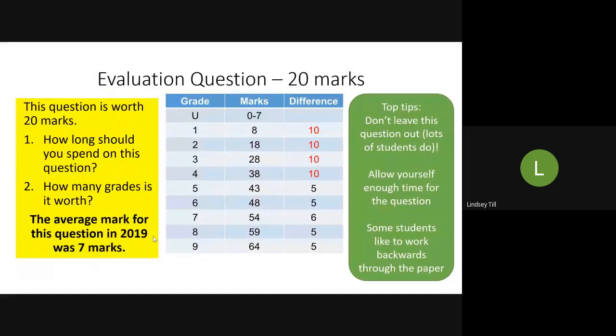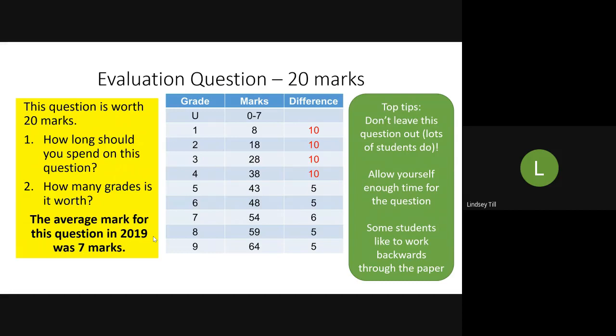Okay, so our evaluation question is worth 20 marks. And we always say we should have a minute for each mark and then half again. So 20 marks is 20 minutes and half again makes 30 minutes. Okay, so we're looking to spend about 30 minutes of our 1 hour and 45 minutes on this question.